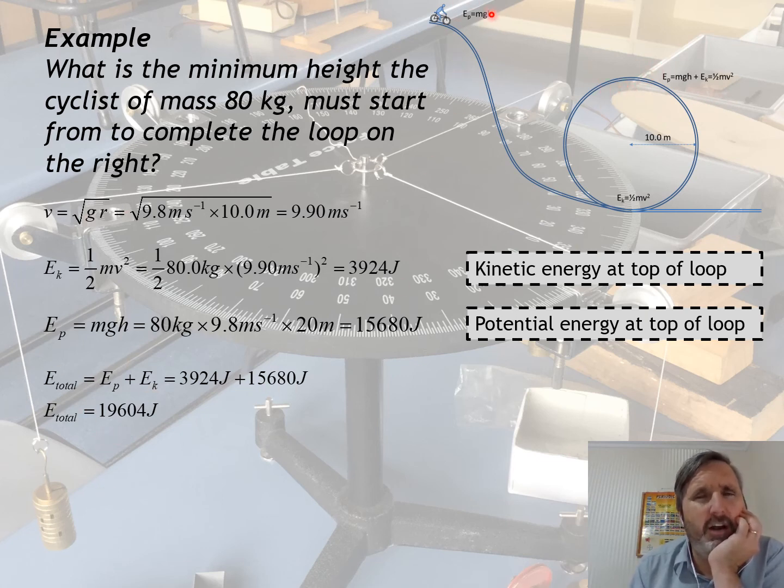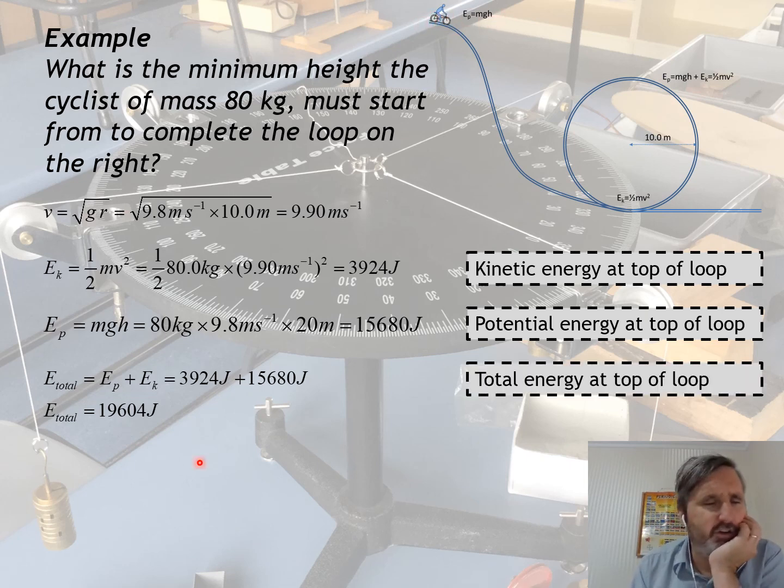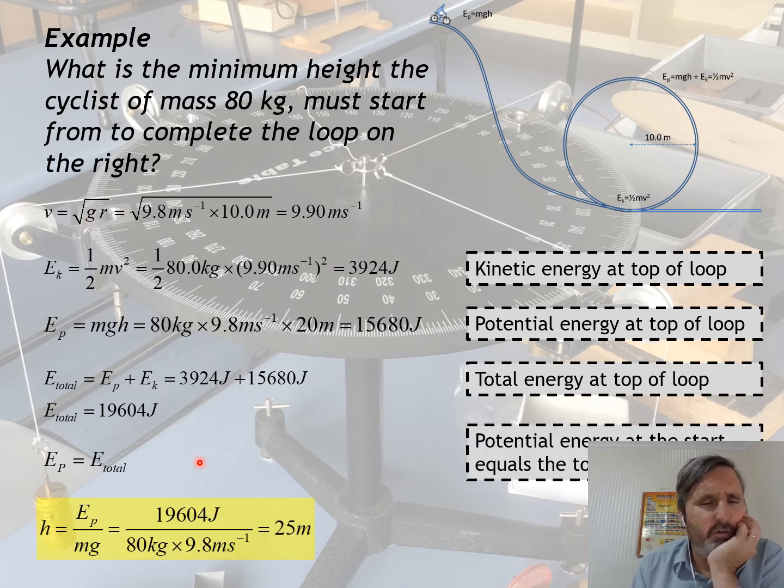I also know the height here. Sorry, I don't know the height. I know the gravity and I know the mass. So I can actually just use this equation, EP equals MGH. I rearrange it. I take M and G, put it on the other side on the bottom. So H equals EP over MG. I take that total energy, I divide it by the mass and the gravity, and I work out, well, the person has to start at least 25 meters higher than the bottom in order to get around the loop. Now, of course, this is if there is no friction.